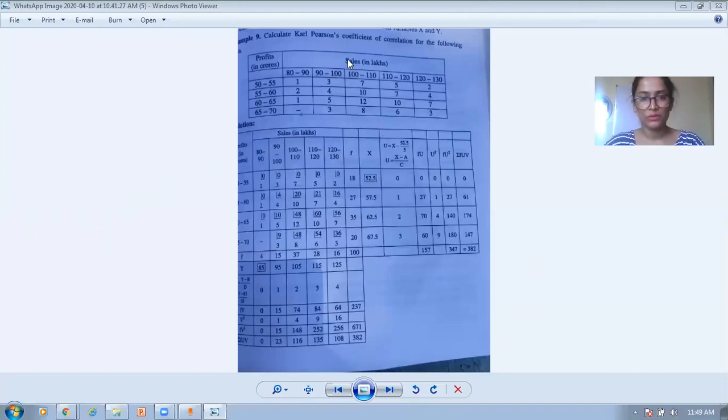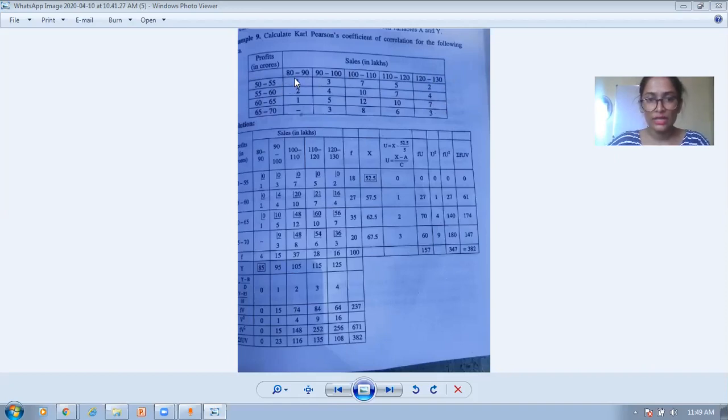This is the last problem we are going to discuss. Here x is a class of profits and y is a class of sales, and x is measured in terms of crores and y is measured in terms of lakhs. There are 4 values in x and 5 values in y. This is your y series and this is your x series. So all this data, they are products which got sold under each category.